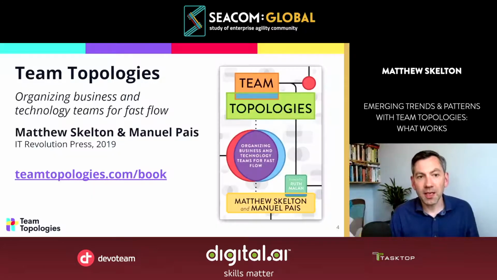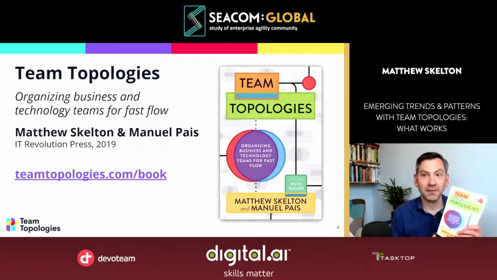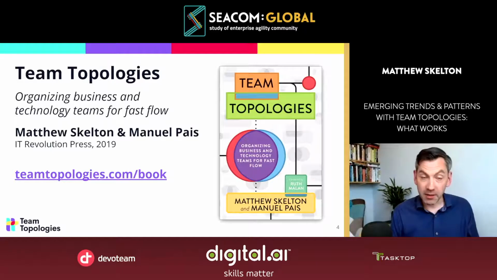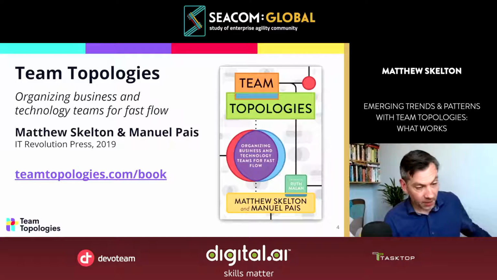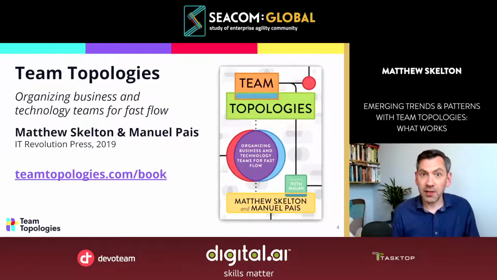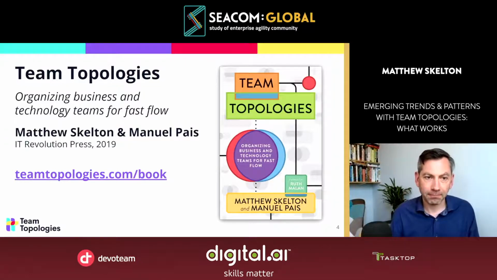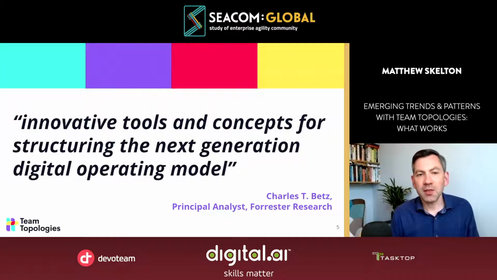The book Team Topologies that I mentioned, which is this one here. So this one came out in September 2019. It's published by IT Revolution, the home of books like Accelerate, Project to Product, Phoenix Project, DevOps Handbook, and so on. It's a great family of books. Pretty much any book from this family is worthwhile reading. Team Topologies as a book has been described as innovative tools and concepts for structuring the next generation digital operating model. That was from the principal analyst at Forrester Research.